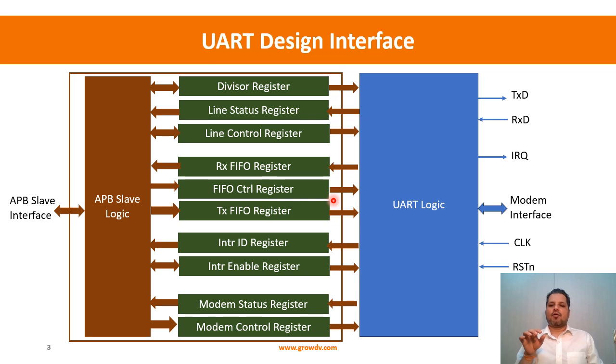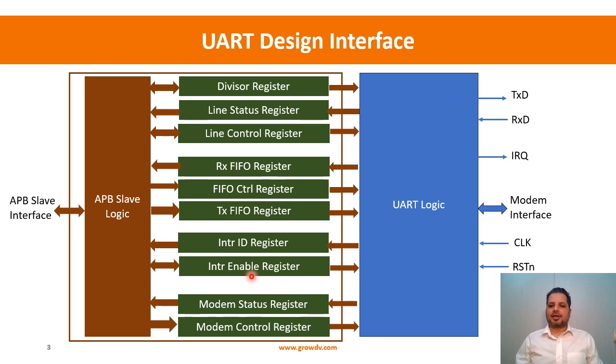And then there is a FIFO control register through which we can flush these FIFOs or tell the UART to create an interrupt when the level reaches a certain level of occupancy on the RX FIFO, for example, to avoid the overflow. If there are only 4 entries left or only 1 entry left, then you want to read that RX FIFO quickly so that you prevent the overflow from taking place.